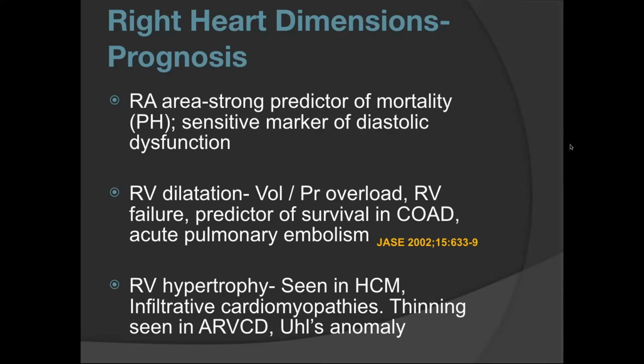So it is a very important prognostic marker, a sensitive marker of diastolic dysfunction of the right side. So RV hypertrophy, for example, if you have a patient of hypertrophic cardiomyopathy on the left side, but you have reported also the presence of RV hypertrophy, then for all the same parameters, the prognosis in this patient is going to be worse.